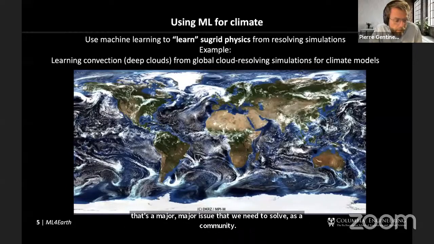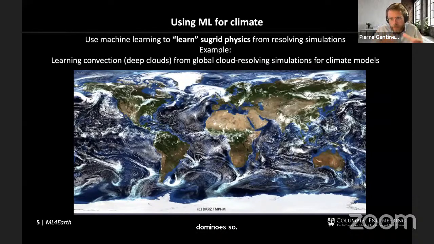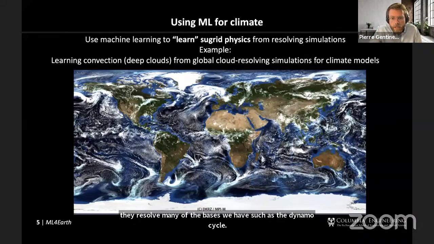So what we thought a couple of years back is that maybe a way to tackle that would be to use cloud resolving models, so simulations that are roughly of the order of a kilometer or so. And we know that those simulations can actually resolve clouds or deep clouds or convection relatively well, okay? And they resolve many of the biases we have, such as the diurnal cycle. They can have some sort of mesoscale convection.